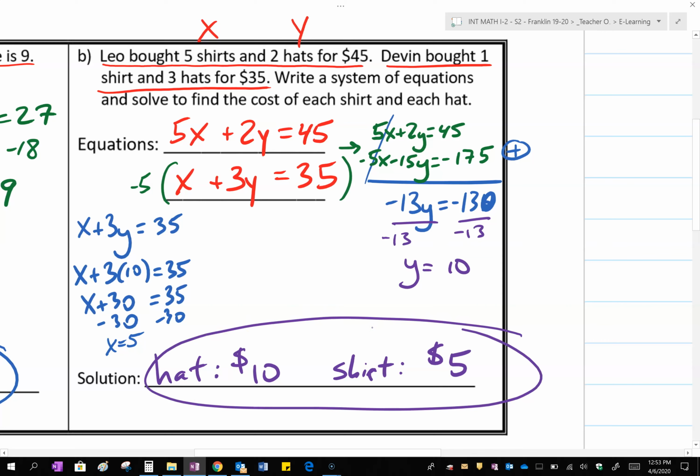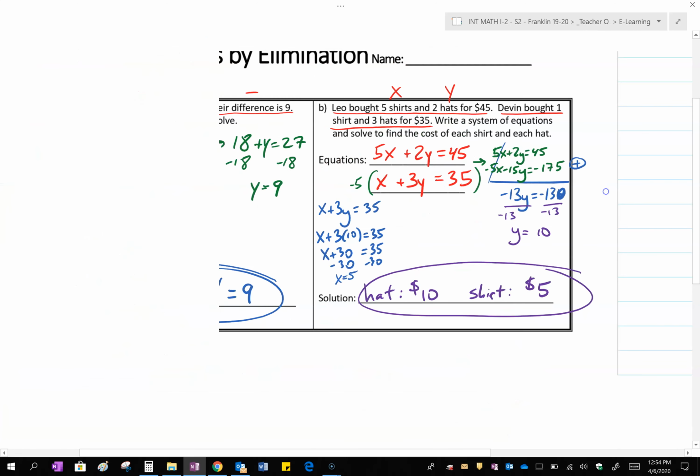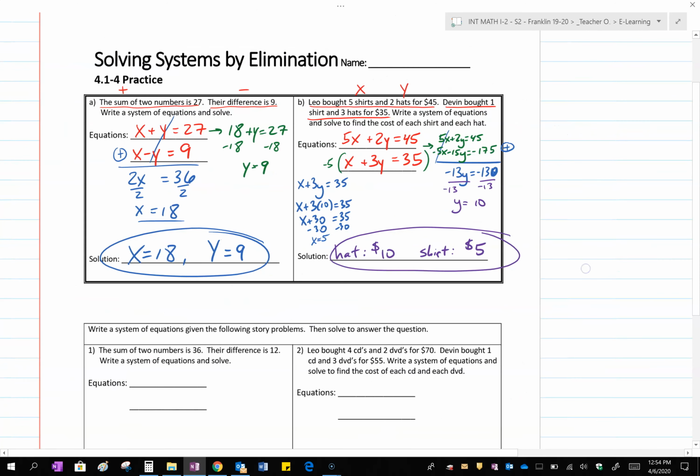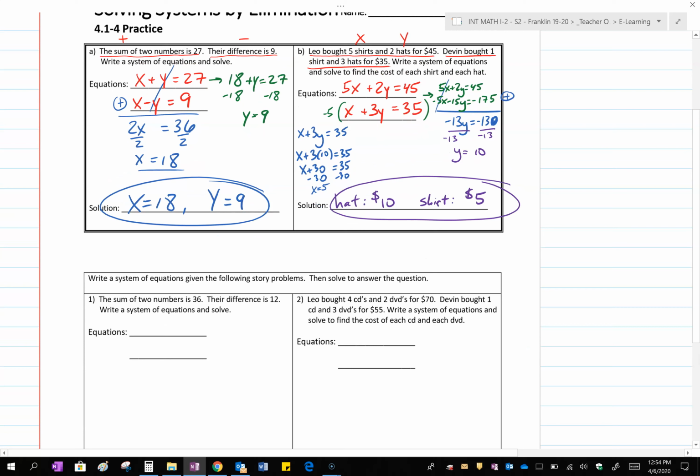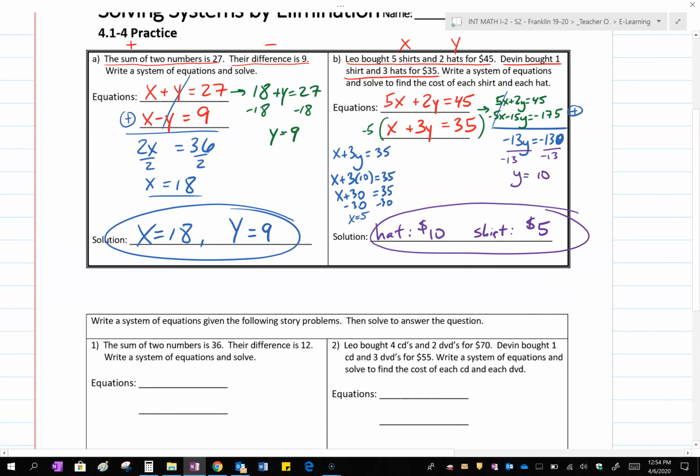So again, we could write our solution as an ordered pair, but because it's asking you to find the cost of each shirt and each hat, you might want to write your answer in a different way. So the remainder of this practice, you've got basically the same two problems, a sum and difference problem and then a shopping problem. And they're set up pretty similarly, so you should be able to just follow the steps and try each problem. So two questions to finish on this one.